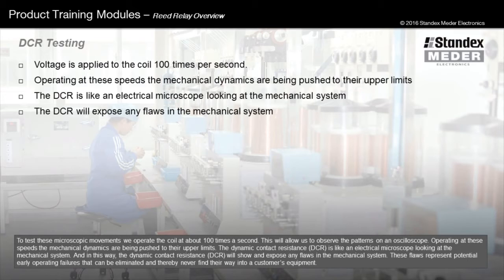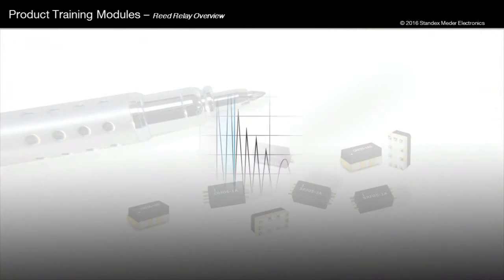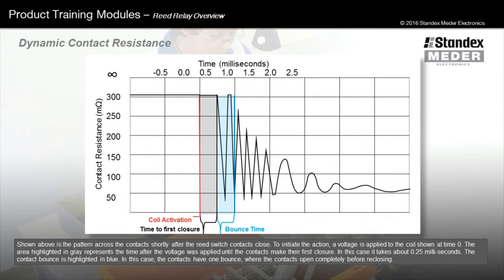These flaws represent potential early operating failures that can be eliminated and thereby never find their way into a customer's equipment. Shown above is the pattern across the contacts shortly after the reed switch contacts close. To initiate the action, a voltage is applied to the coil shown at time 0. The area highlighted in gray represents the time after the voltage was applied until the contacts make their first closure. In this case, it takes about 0.25 milliseconds.